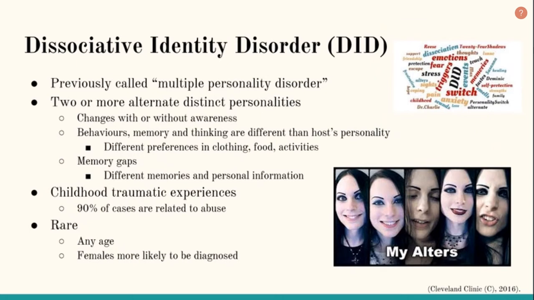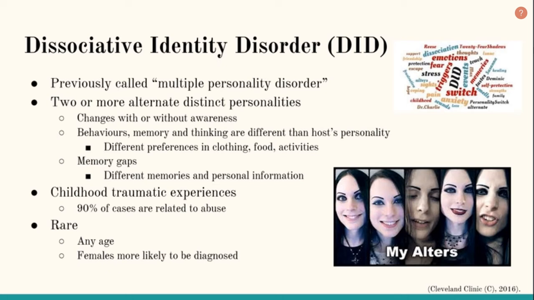Now we're going to look at dissociative identity disorder, or DID. The disorder was previously commonly referred to as multiple personality disorder. It is because the individuals who are diagnosed with this disorder exhibit at least 2 or more alternate distinct personalities. These personalities may change with or without the awareness of the host, who is the original personality. Behaviors, memory, and thinking are completely different when the alters change.